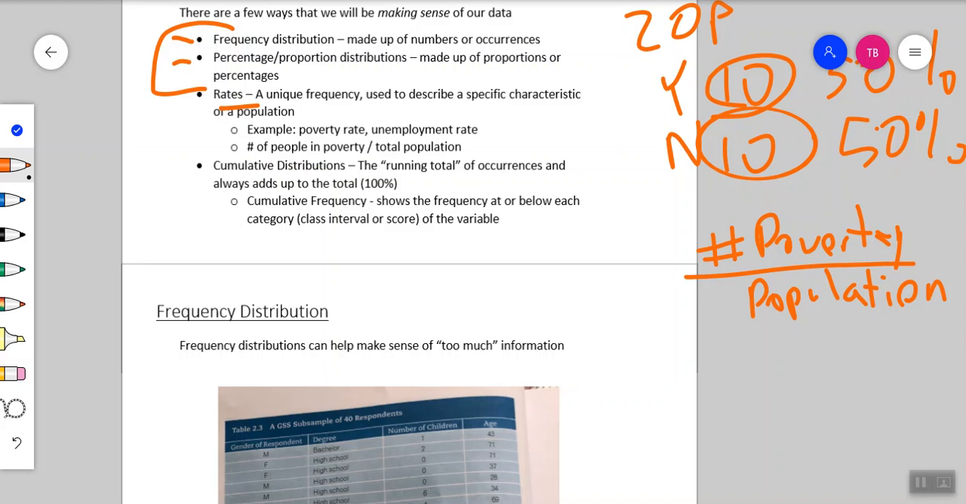So each category you go down, it adds up all the categories from before. So I like to just call this the running total occurrences, and it always adds up to 100%. So we'll do an example of this. Just always pay attention in the homework questions. If you see the word cumulative, they're asking for the running total. And we'll give some examples in just a bit. So these are the basic ideas that we're looking at.